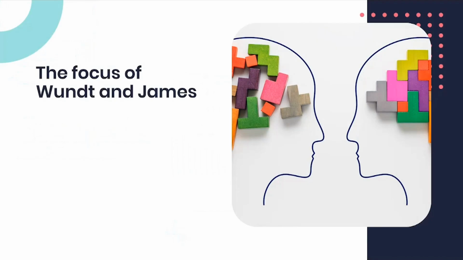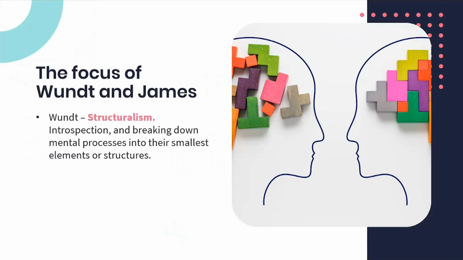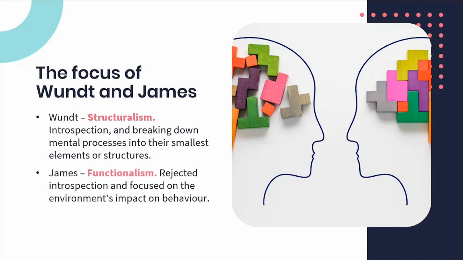Wundt, who developed the notion of structuralism, emphasized introspection and posed that humans break down their mental processes into its smallest elements or structures. On the other hand, James was one of the contributors of functionalism and rejected introspection because he said it could not be measured. In turn, he focused on external events in their whole parts, also considering the impact the environment has on behavior. In other words, measuring the function of the environment in terms of behavior.